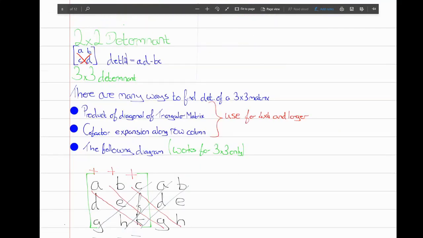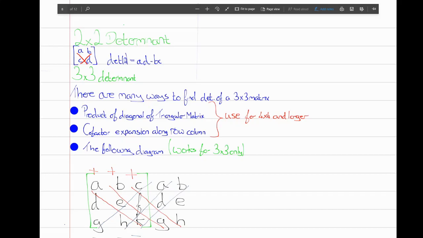Finding determinants. A 2 by 2 determinant is very simple. We're just going to multiply in an X shape across this matrix. So we're going to have AD, and then we're going to subtract BC. AD minus BC.